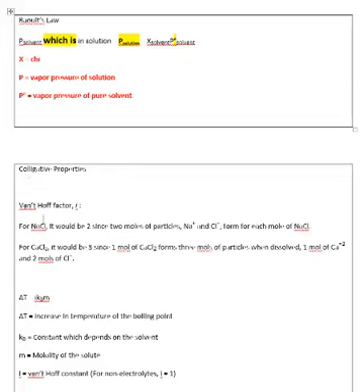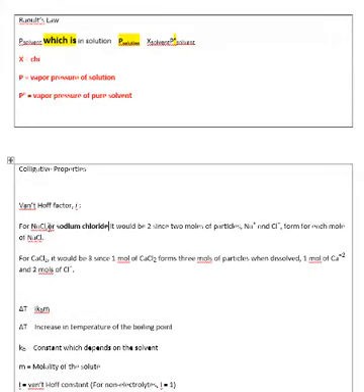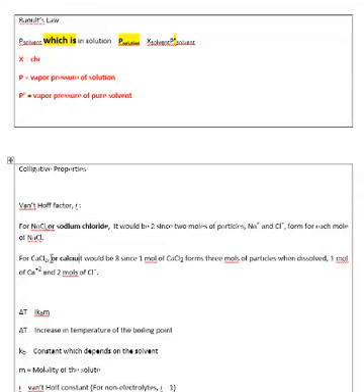Colligative properties. Van't Hoff factor i. For NaCl, or sodium chloride, and you are more than welcome to add that into the transcript, it would be 2, since 2 moles of particles, Na plus and Cl minus, form for each mole of NaCl. For CaCl2, or calcium chloride, and again, that can be added directly into the transcript, it would be 3.